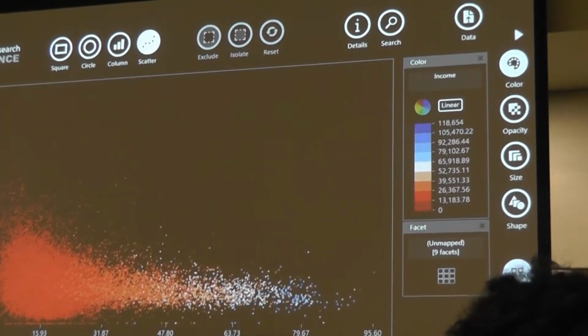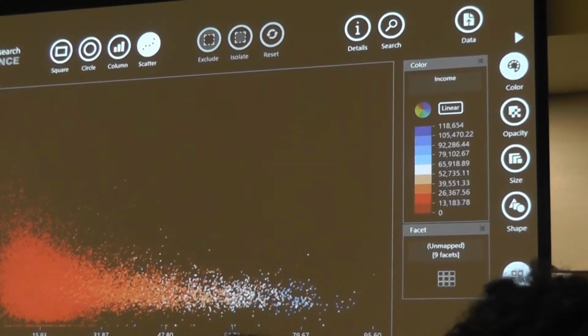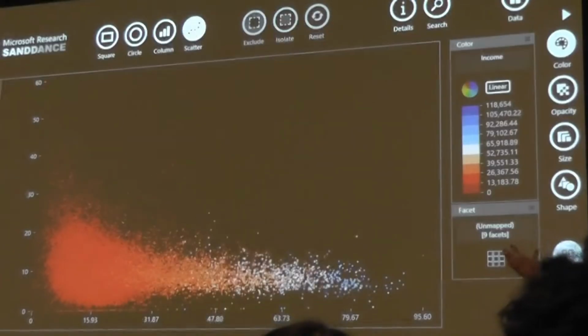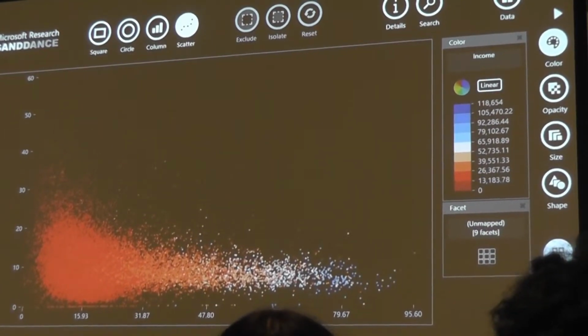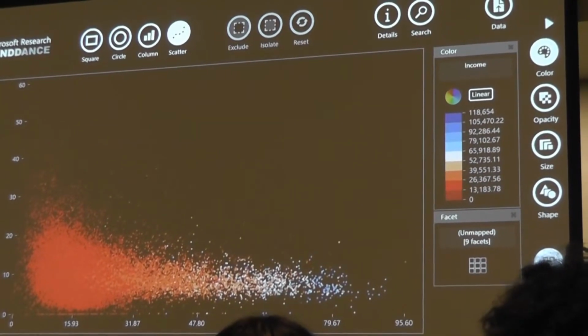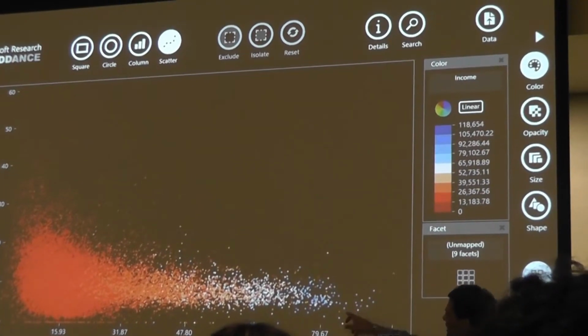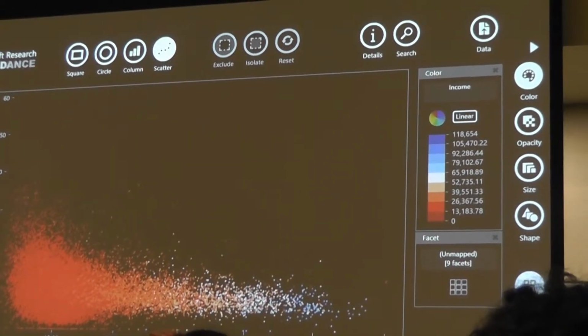In general, the lower the unemployment. Also, in general, the bluer it is. We're showing three variables at once. Bluer means higher income. So that is a general trend, but you're seeing some weird outliers here. And you're going, what's going on here?